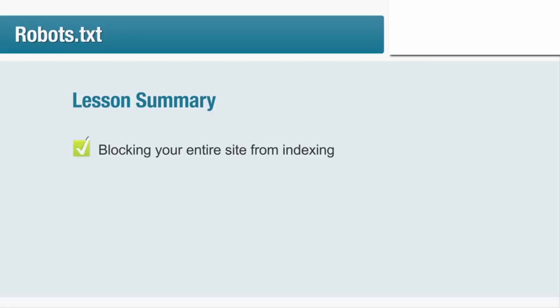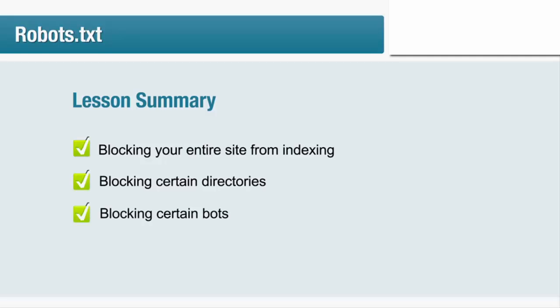And time for today's lesson summary. In this lesson we've looked at robots.txt, what it is, what it's used for and how to create one. We've looked at certain things you can do with robots.txt, including blocking your entire site from being indexed, blocking certain directories, blocking certain bots, and identifying the location of the sitemap.